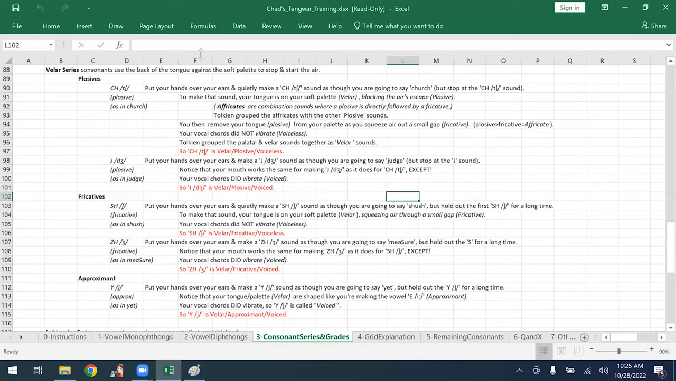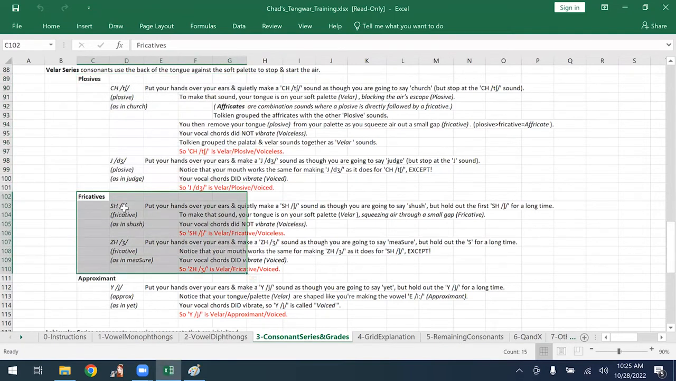So that is column 3, row 1, row 2. 1 and 2 are plosives. 3 and 4 are always fricatives. And here we go, the fricatives. Remember, the plosive is exploding, fricative is escaping. So this is shush, voiceless, and zh, as in measure or collision or collusion. So do shush and measure.